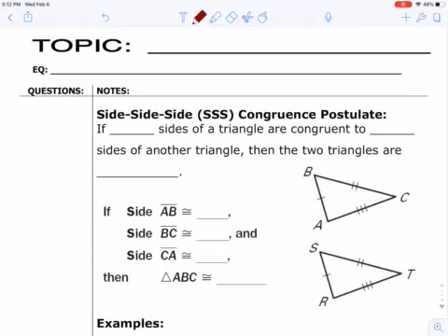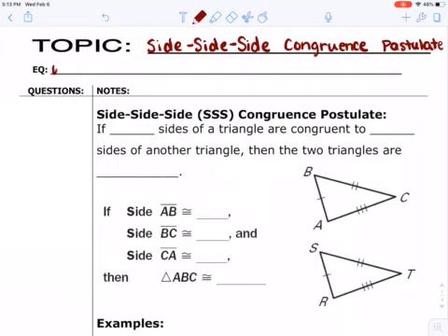Today we are going to take notes on the side congruence postulate. Remember that a postulate is just a statement that is assumed to be true. So the question that we want to be able to answer by the end of this video is, what shortcut can I use to prove triangles are congruent?